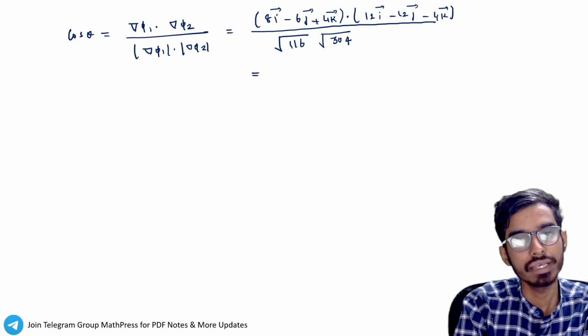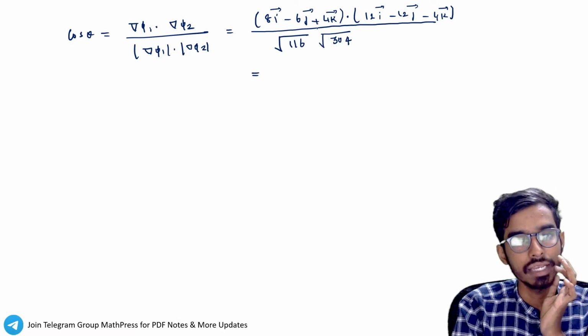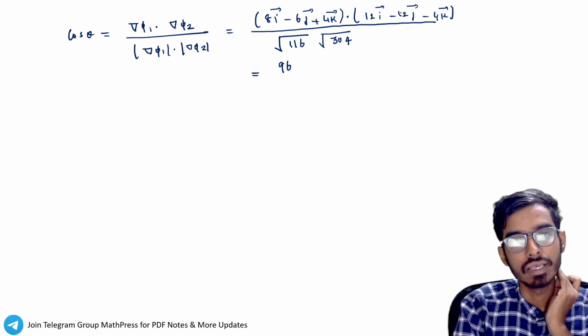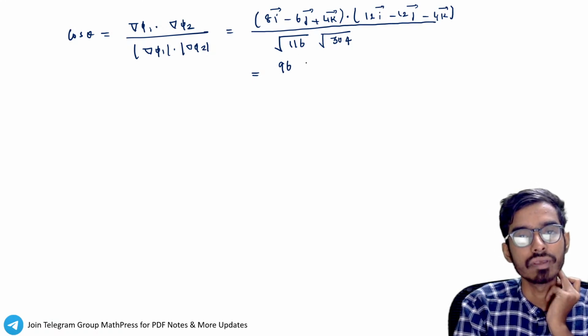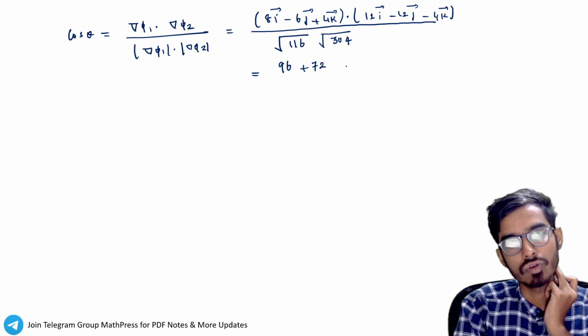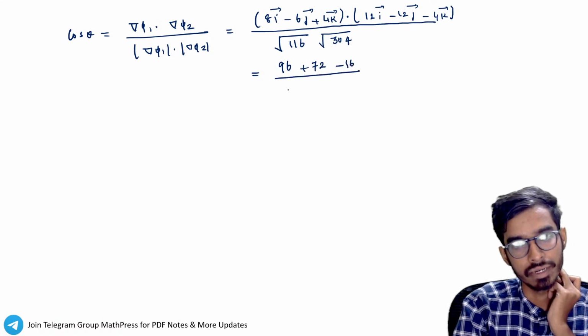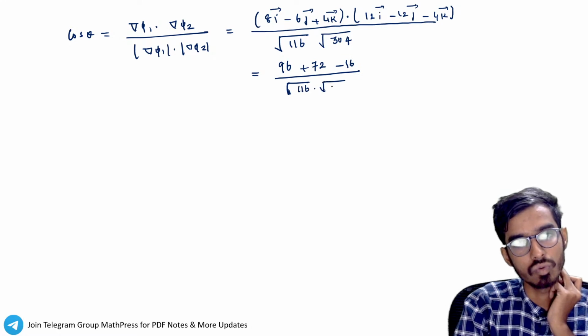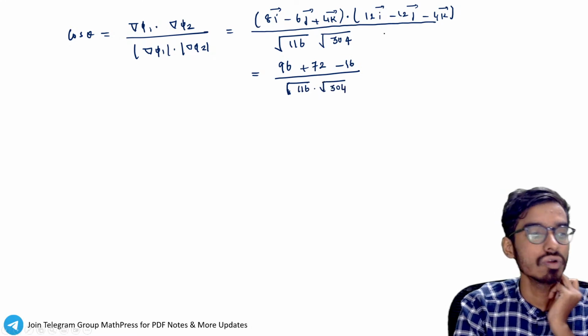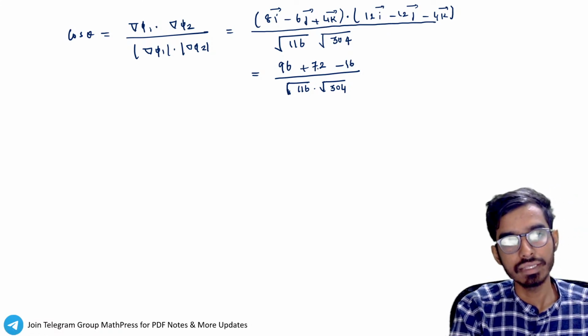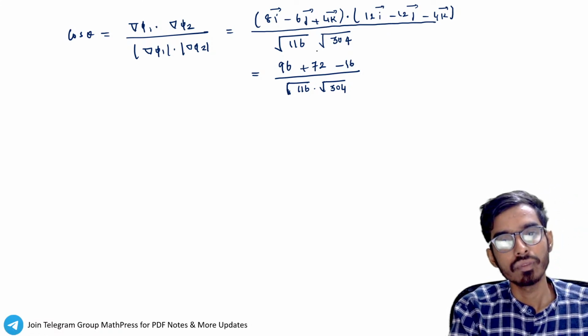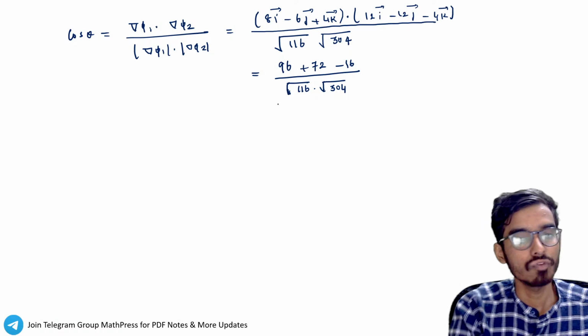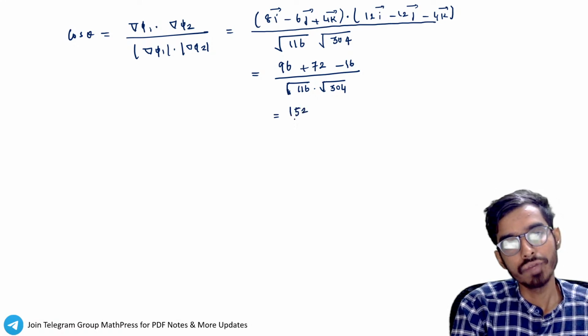To make the dot product here, 8 12s are 96, then minus minus will become plus, 12 6s are 72, and 4 into minus 4 will be minus 16, divided by root 116 into root 304. So 96 plus 72 will be 168, minus 16 is 152. So this will be 152, and this will be root 116 into root 304.